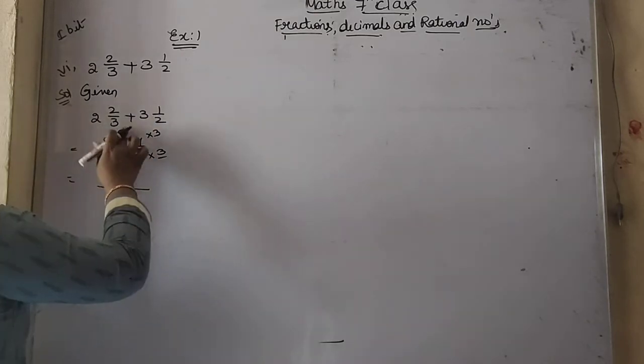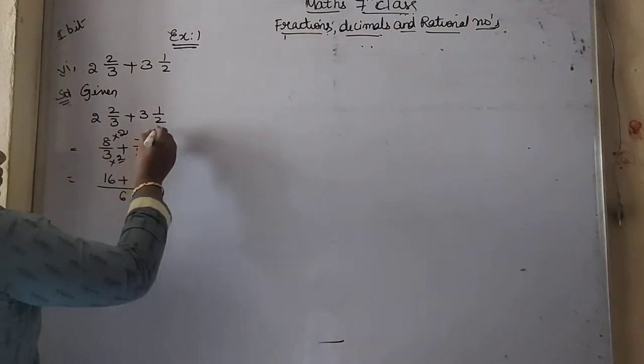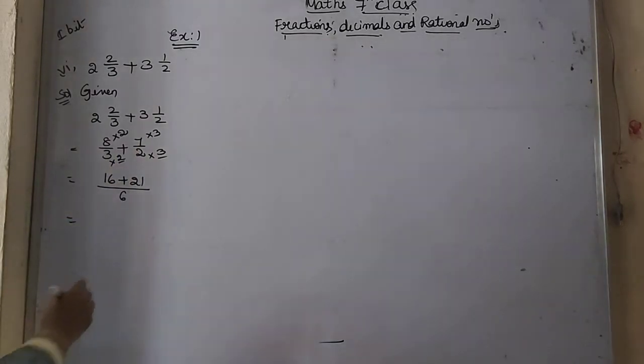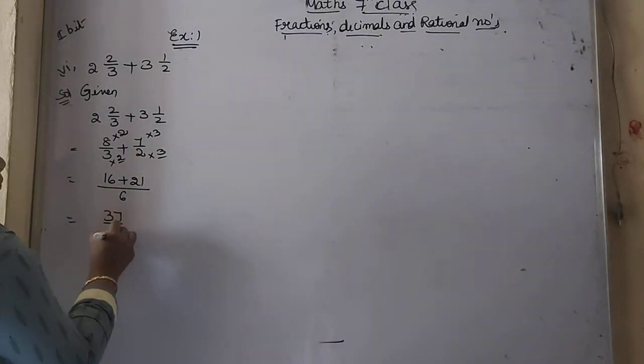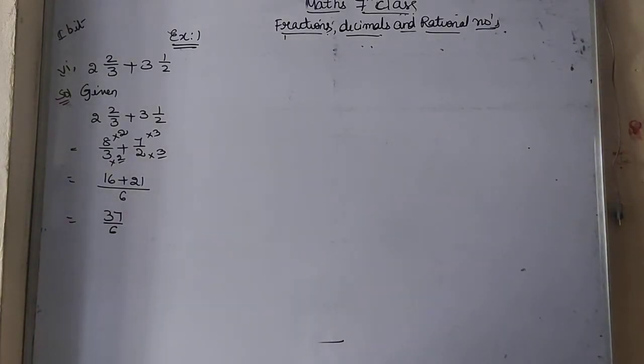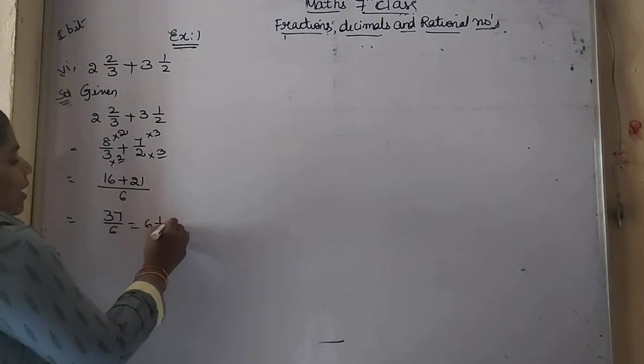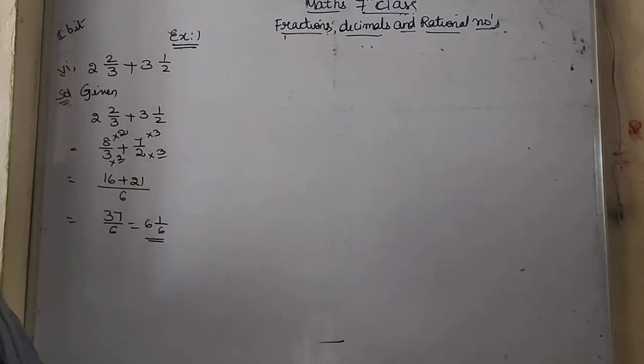So 8 2s are 16 plus 7 3s are 21. If you solve this, that will be equal to 37. So 37 by 6 is our answer. You can convert this into a mixed fraction. If you convert this, you will get 6 1 by 6 as the answer. Okay, so this is our 6th problem.